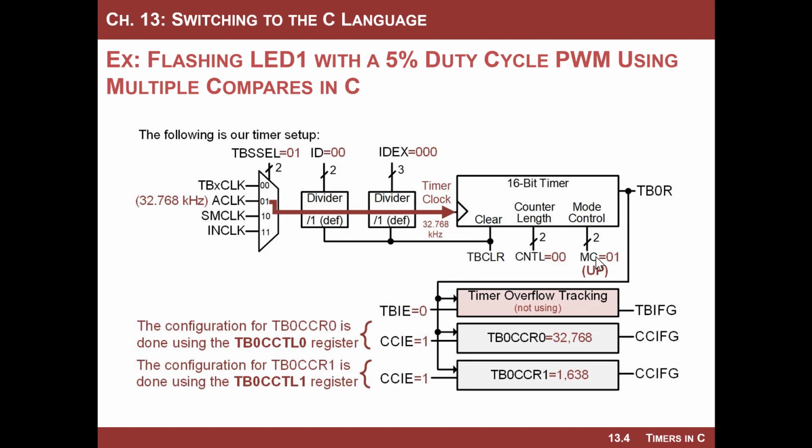Okay, let's think about how we do this. Set up the clock. We got to put the timer in up mode. We got to choose a clock. We'll leave the dividers at their default value so they don't impact anything. We'll leave it at 16-bit mode. We need to go down to TB0, CCR0, and load it with 32,768. We got to go to CCR1 and load it with 1638. And those two are going to generate separate flags, separate interrupt service routines.